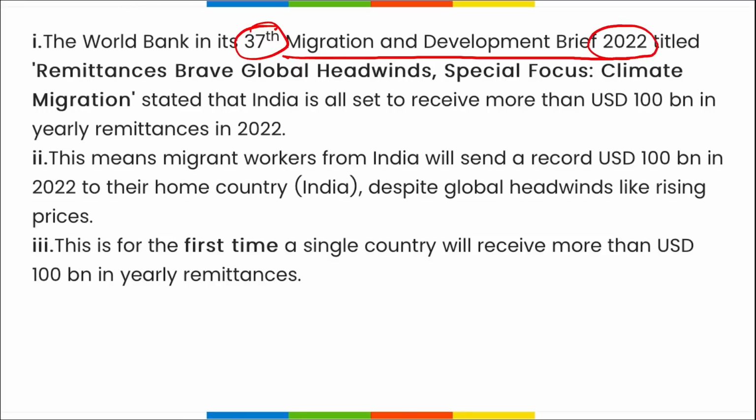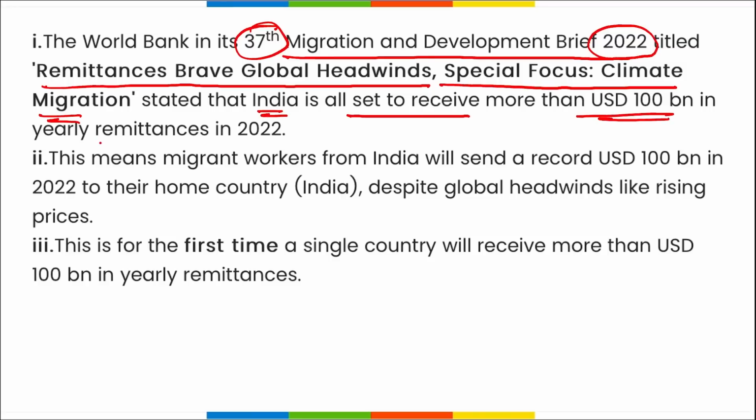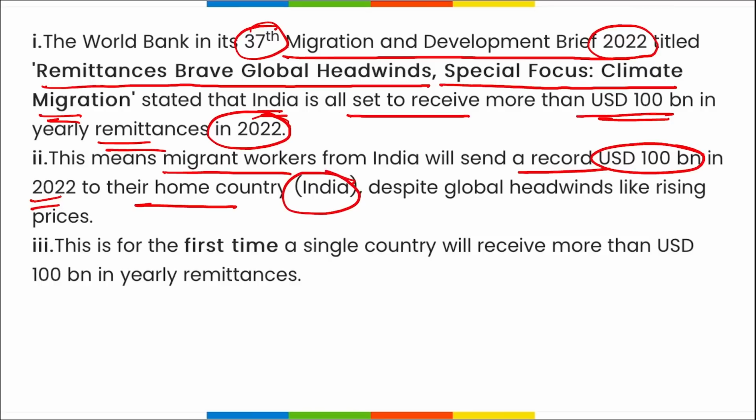So recently, the World Bank released a report, its 37th Migration and Development Brief of 2022, titled Remittances Brave Global Headwinds, Special Focus: Climate Migration. It stated that India is all set to receive more than $100 billion in yearly remittances in 2022. This means migrant workers from India will send a record $100 billion to their home country, India. And this is the first time a single country will receive more than $100 billion in yearly remittances.